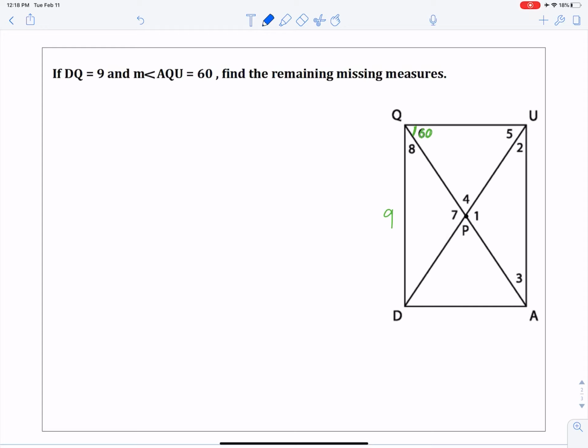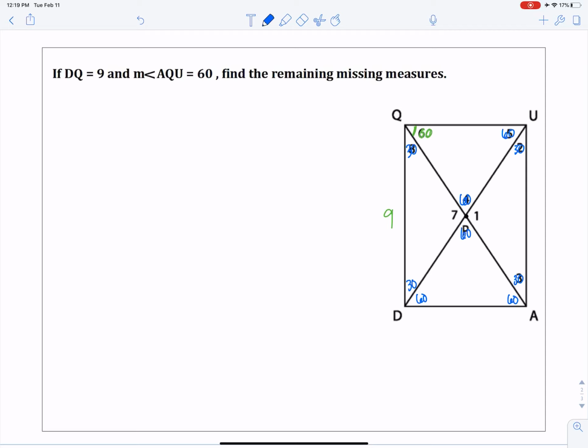So I know a rectangle, all 4 angles is 90 degrees. So I know that this angle is going to be 30 degrees. I know that this is going to be 60 and 30, 30 and 60, 60 and 30. I know that those are all going to be split up the same way. And then to find angle 4, I can look at this triangle QPU. Angle Q up here is 60 and angle U is 60. So that means this angle is going to be 60 and 60 vertical angles.